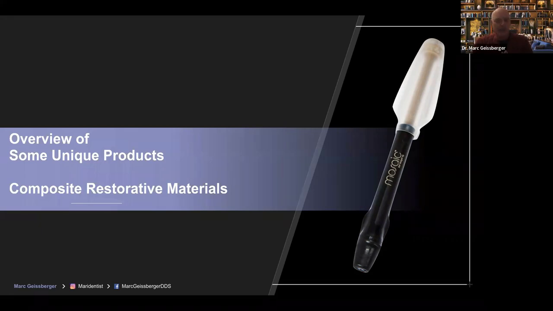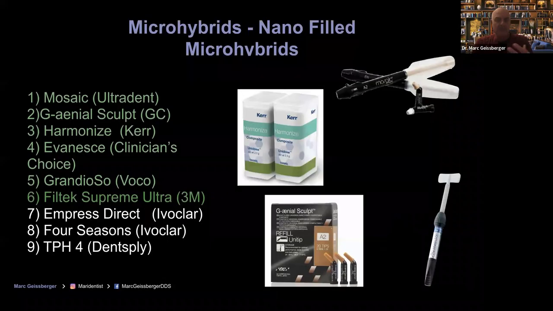Now, the next thing I want to introduce you to is a composite called Mosaic from Ultradent. This really falls into the class of kind of a micro hybrid that capitalizes on small particle size and very high filler content. These micro hybrids or nano-filled micro hybrids, whatever you'd like to call them, I've got a lot of experience with, and these are my go-to.